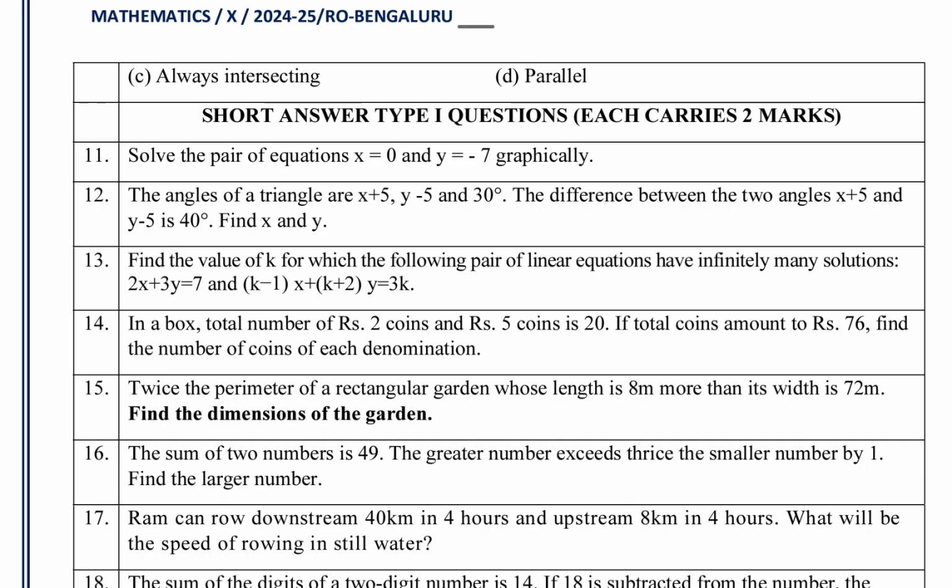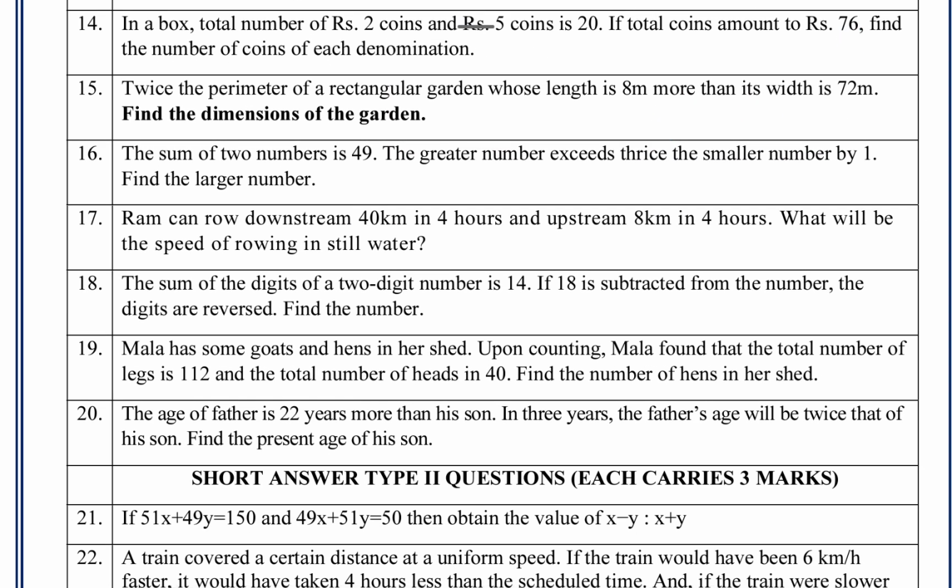Next, 14th one: 2 rupees, 8 coins and 5 rupees, 12 coins. Next, 15th one: length equals 13 meters, sorry, width is 5 meters. This is the answer.